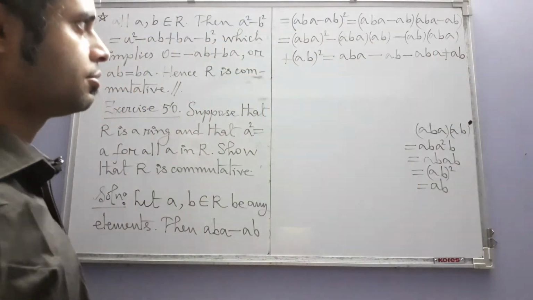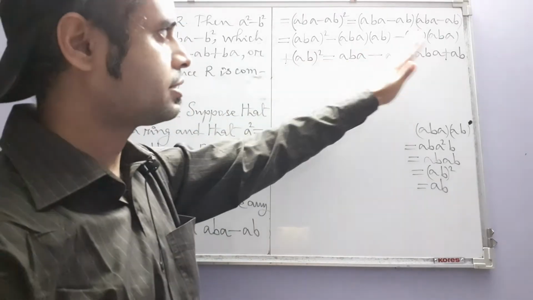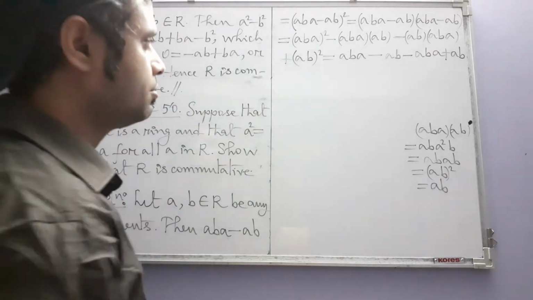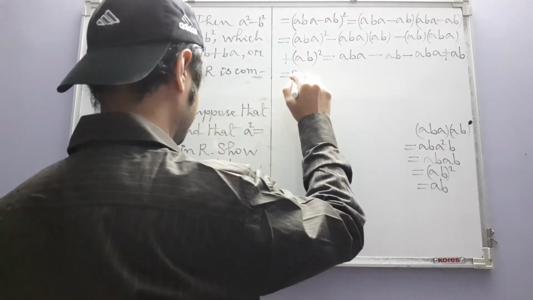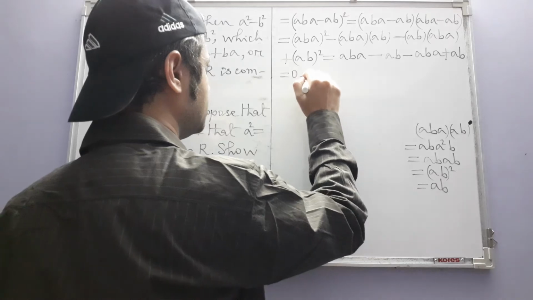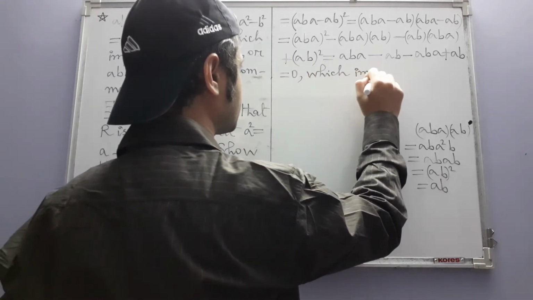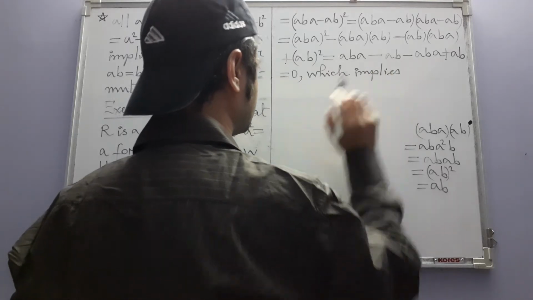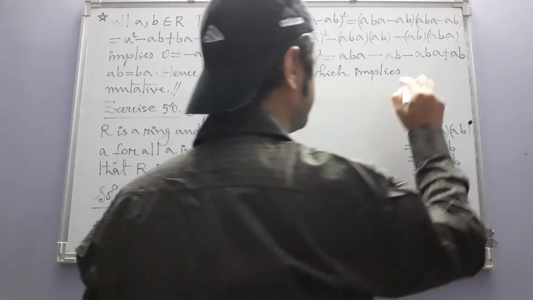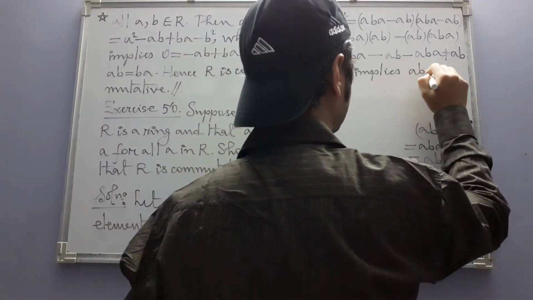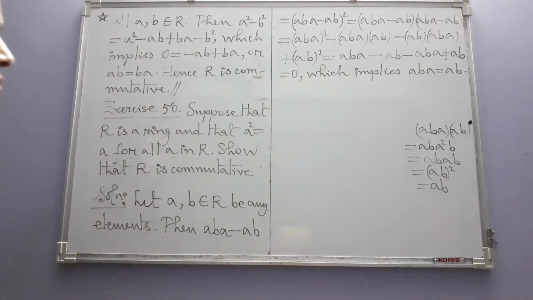So what are you getting? ABA minus ABA, they vanish, minus AB plus AB, they also vanish, so you get 0, which implies that this thing has become 0. So ABA is equal to AB.